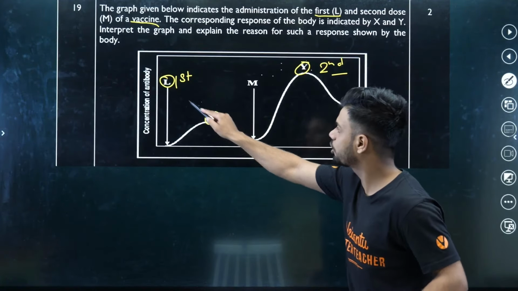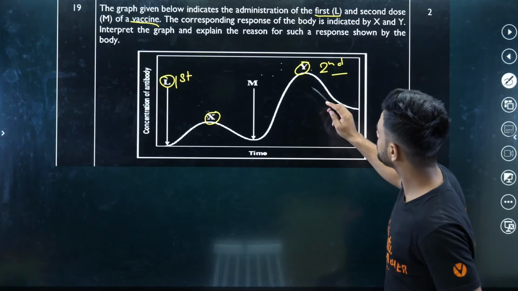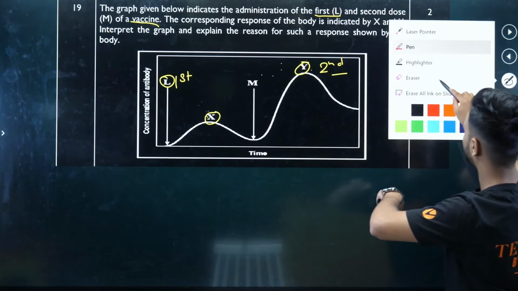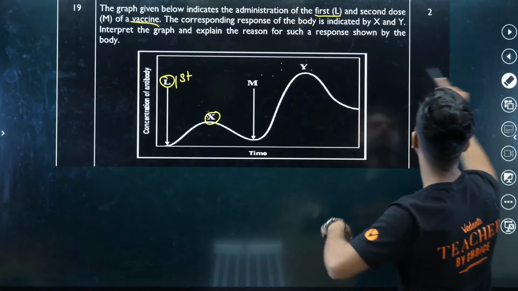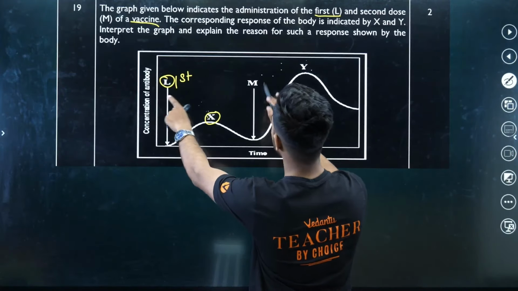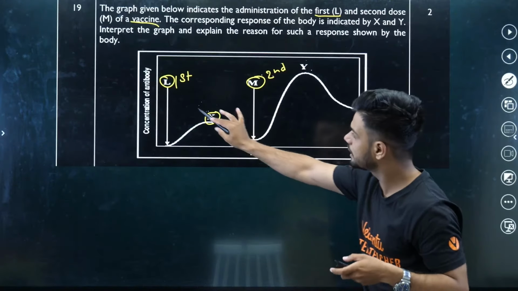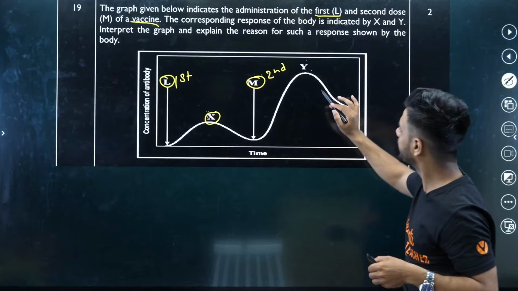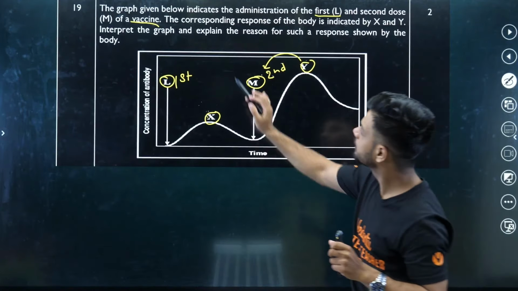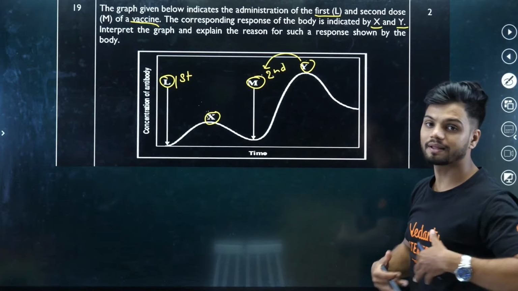This is the effect of the first dosage, and Y is the second dosage. So X is the effect of the first dosage, and Y is the effect of the second dosage. The corresponding response of the body is indicated by X and Y. X and Y are the body responding to it.